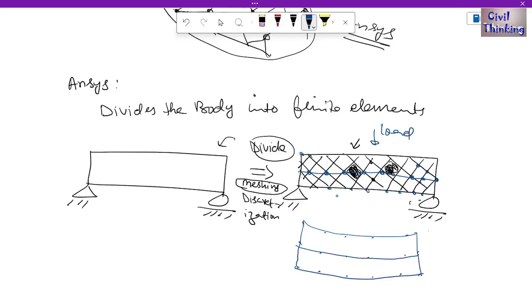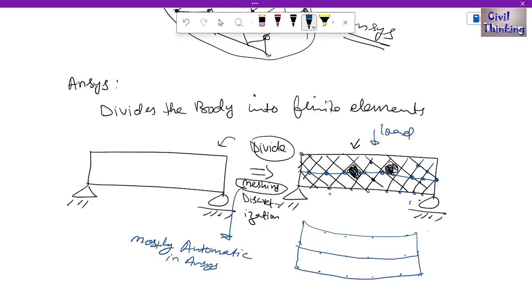Now the good news is what? The good news is this meshing is automatic, mostly, in Ansys. So you don't have to worry much about this meshing, because it will do the meshing automatically. Mostly, and in some cases we have to modify the meshing. We might increase the density of these nodes if we want more accuracy, or sometimes we will choose the shape.